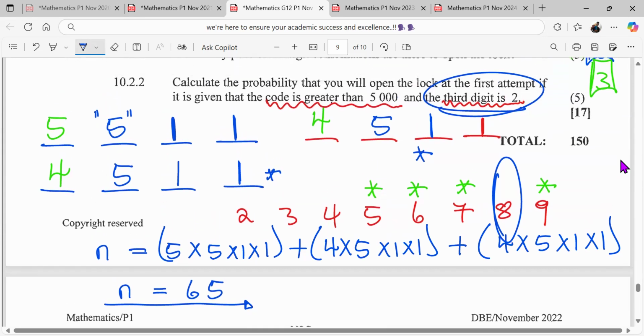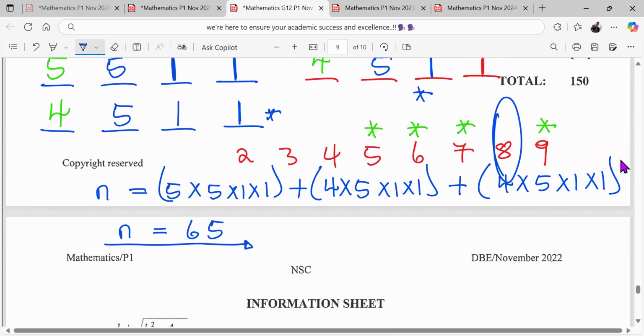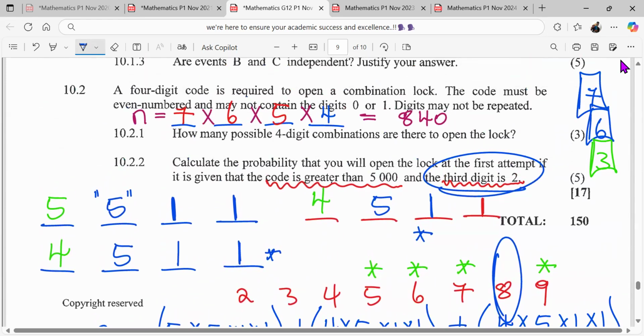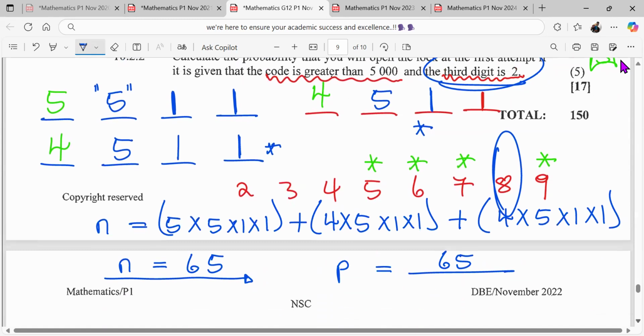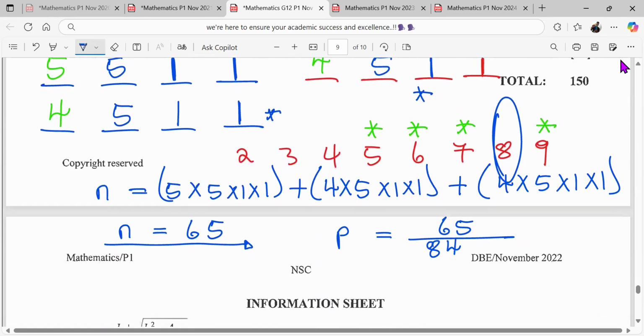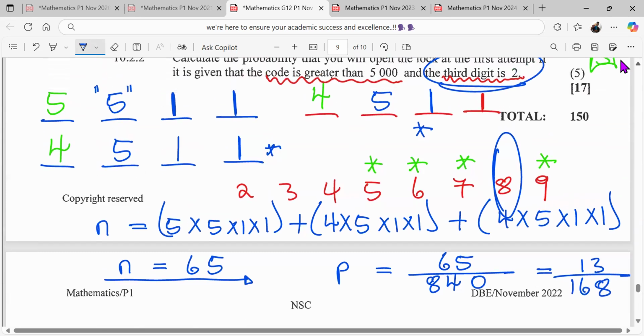But the question is asking for the probability, so you can now go on and say the probability will be the number of outcomes in this event divided by the total number of all the possible outcomes, which is the sample space. And we find that our probability here will be 13 over 168.